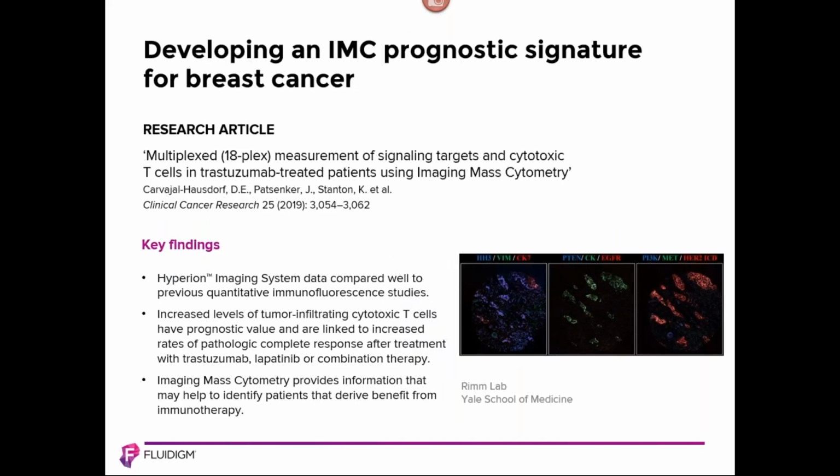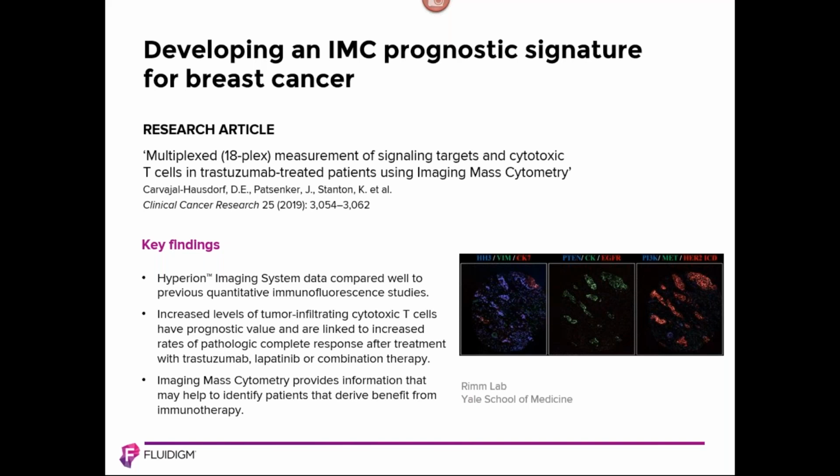Imaging mass cytometry and spatial organization were fundamental aspects in this paper from the laboratory of David Rimm at Yale University School of Medicine. Here, they compare imaging mass cytometry to their previous quantitative immunofluorescence studies and show that the data correlates well. In addition, the Hyperion imaging system allowed the researchers to expand their panel of markers, enabling the examination of the spatial relationship between HER2 expression on either the intracellular or extracellular membrane of tumor cells and the presence of CD8 positive T cells.